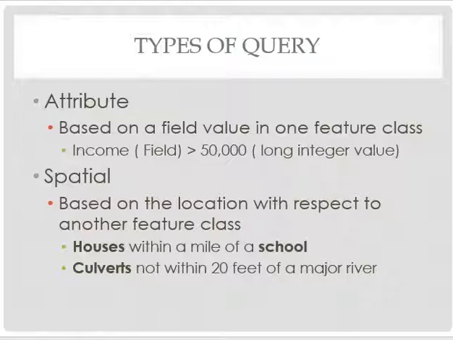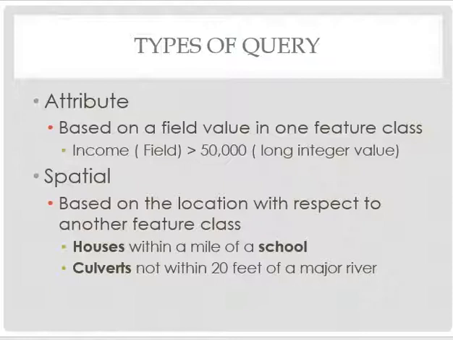What if I have two different feature classes? I can't select an attribute of one based on the attribute of another because they're in two different tables. The attribute queries are done within the same table, so I can select multiple fields. I could choose population field greater than 50,000, income field less than 20,000, male over female greater than 50%. So I could do this and that and that. But we're working within one feature class.